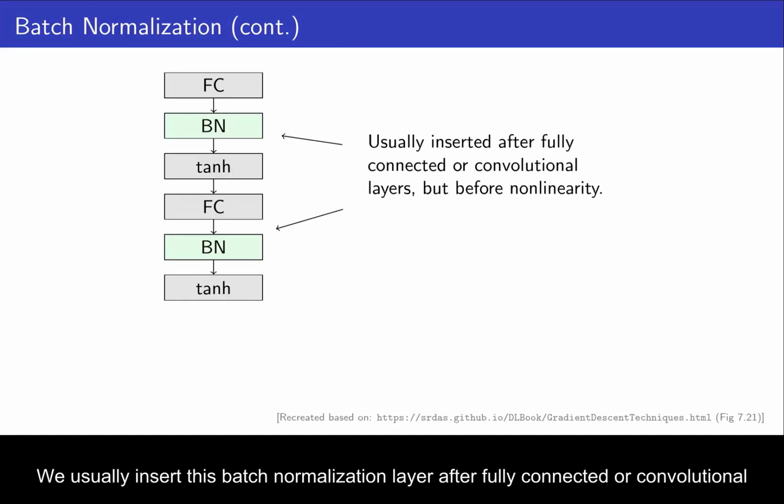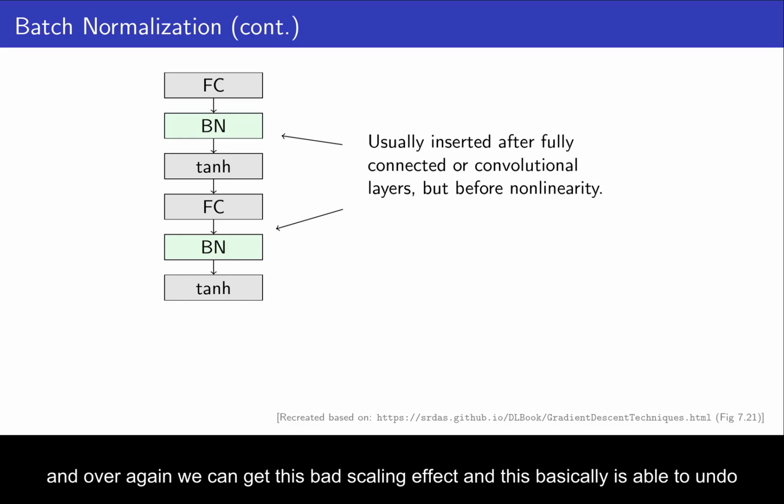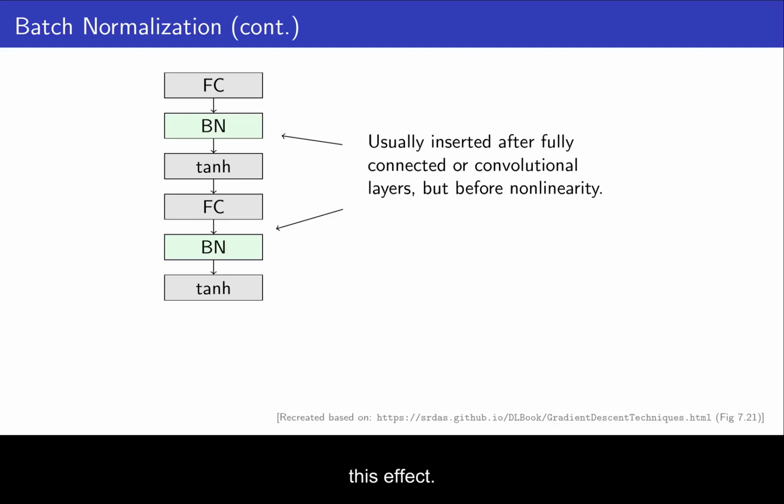We usually insert this batch normalization layer after fully connected or convolutional layers. The reason for doing this is that when we multiply by the weights in these layers over and over again, we can get this bad scaling effect. And this basically is able to undo this effect.